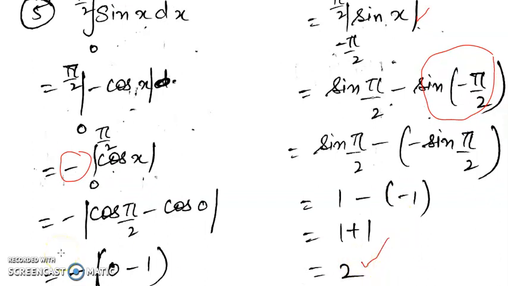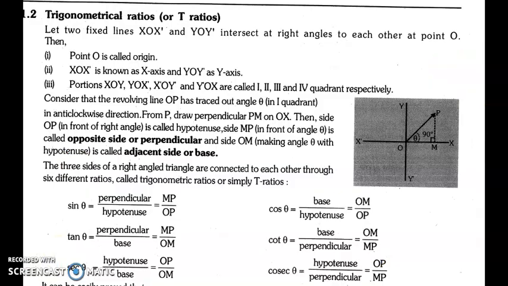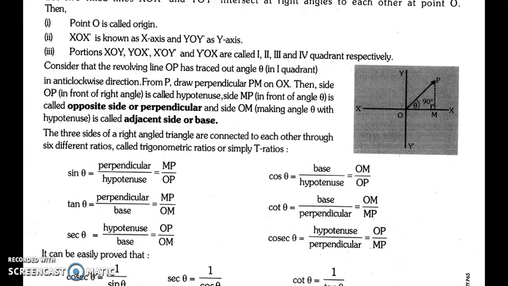Let's proceed to the next topic, trigonometric ratios. This we have already learnt in class 10th. There are a total of 6 trigonometric ratios: sine, tan, secant, cos, cot and cosecant. This has already been covered in class 10th.